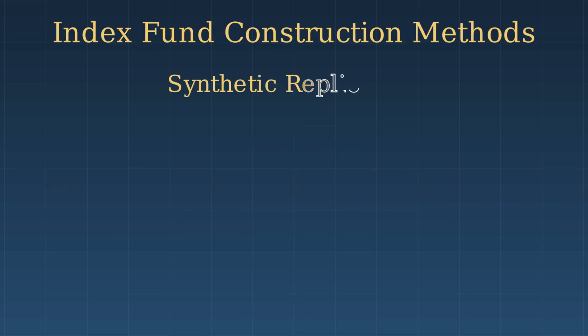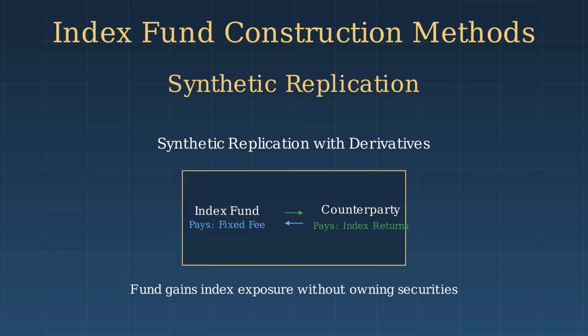The fourth method is synthetic replication, which uses derivatives instead of directly purchasing securities. Synthetic replication uses derivatives like futures, options, or swap contracts to gain exposure to the index without directly owning all the underlying securities. This approach can offer cost efficiencies and easier implementation, particularly for hard-to-access markets, but introduces counterparty risk and regulatory considerations. Synthetic replication can achieve very precise tracking in normal market conditions, but may experience disruptions during periods of market stress.